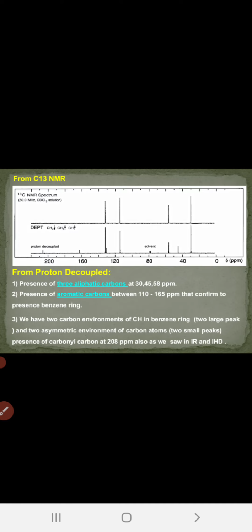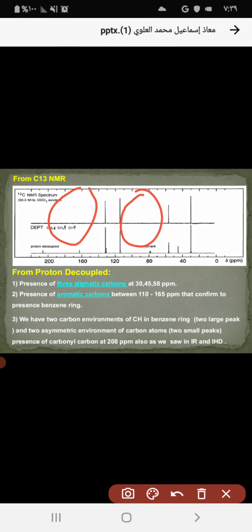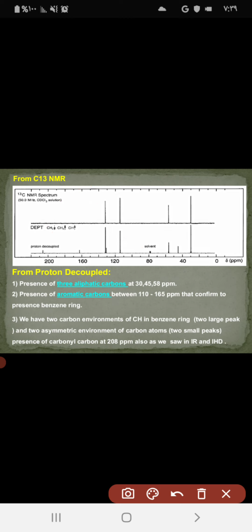Now let's go to the analysis using the C13 NMR. In the C13 NMR, from the proton decoupled spectrum, we can notice the presence of 3 aliphatic carbons at 30 exactly, and also 45 and 58. These three together indicate the 3 aliphatic carbons. And also we have the presence of aromatic carbons between 110 and 165 exactly. That indicates the aromatic carbons, which confirms the presence of a benzene ring. So this means that we have a benzene ring.